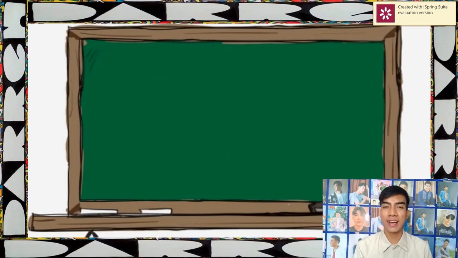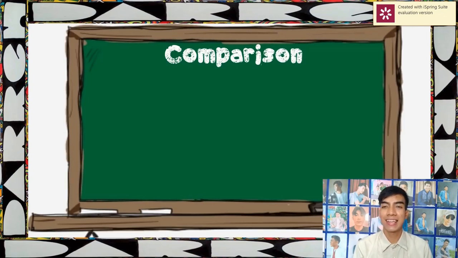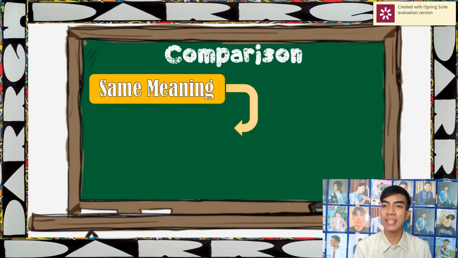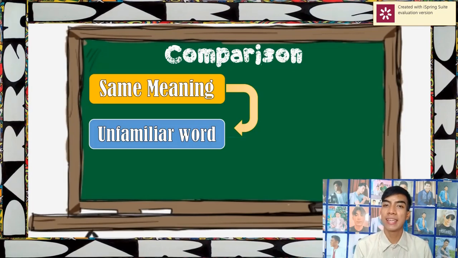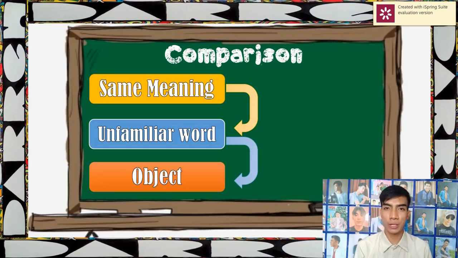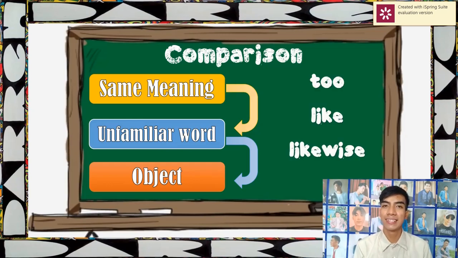Next context clue type is by the use of comparison. In here, a similar word with the same meaning of the unfamiliar word is placed with an object to be compared. In simpler terms, the unfamiliar word is shown to be the same or like another one. It uses the words to, like, likewise, or similar to.